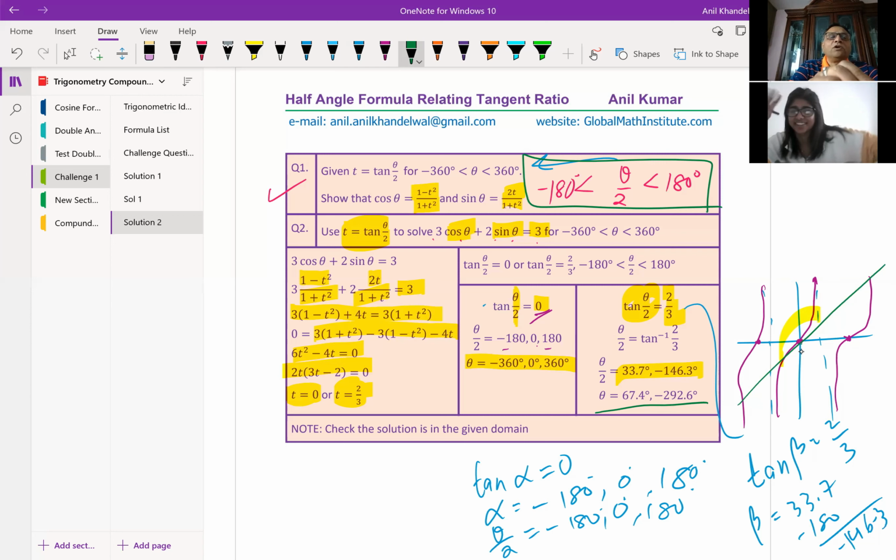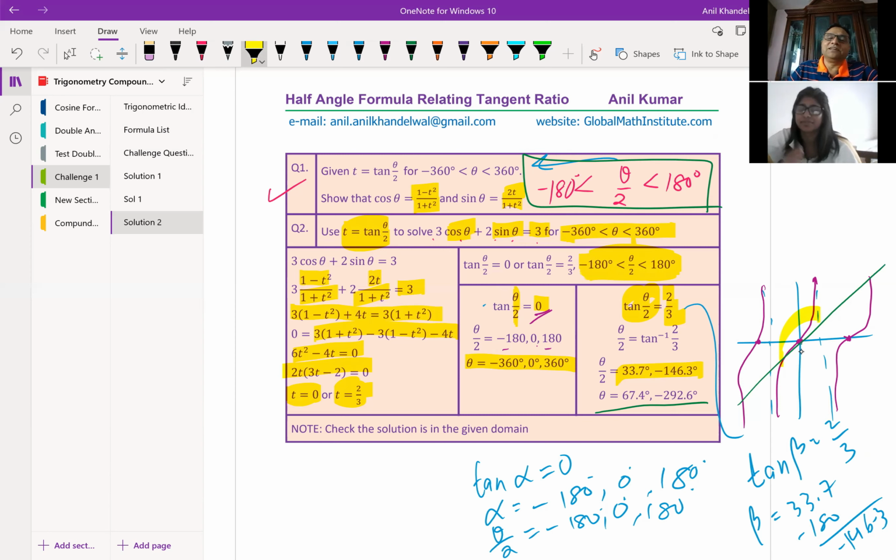So what we did was, initially our domain was between minus 360 and plus 360. That is for theta. So we redefined the domain for theta by 2. And if we take angles within this particular domain of theta by 2, the answer will be within our required domain. So that's so important, defining the domain. Otherwise, you get everything wrong.